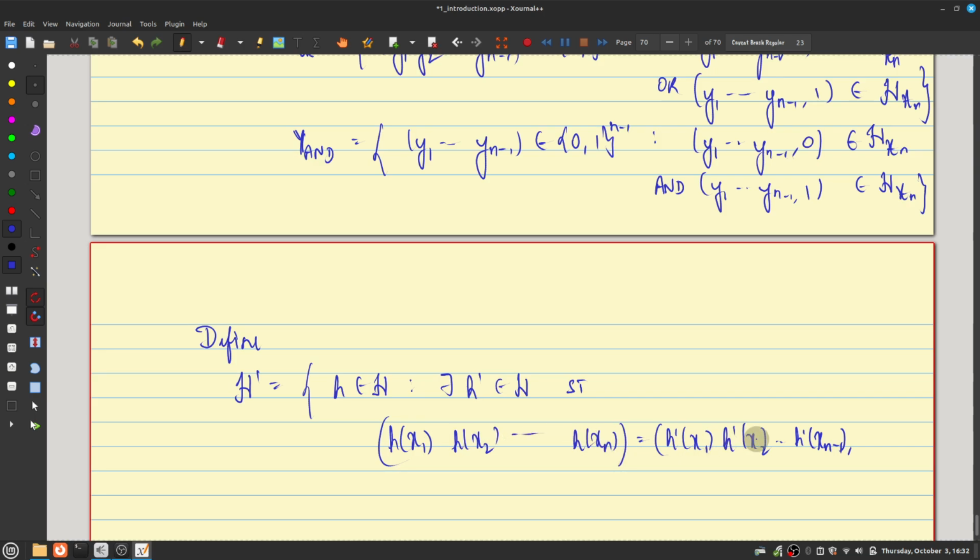So up to the last element, everything is the same, but the last element is just the opposite of what h predicts. The first few elements are exactly the same, but the last element is the opposite.